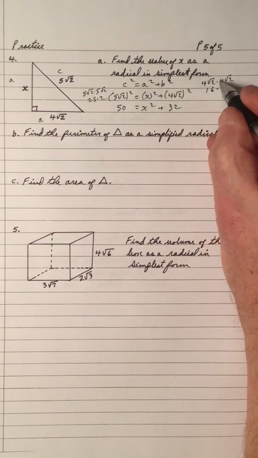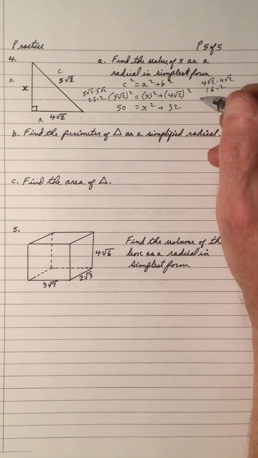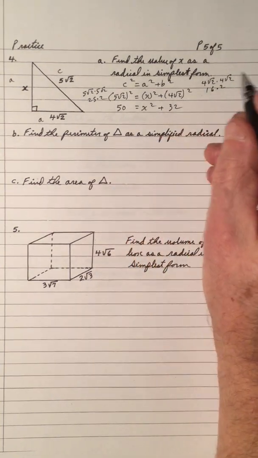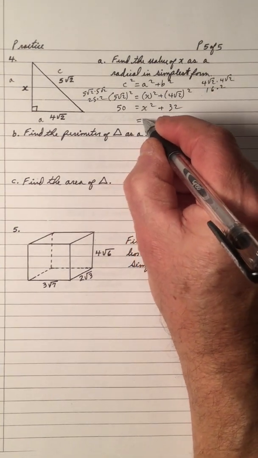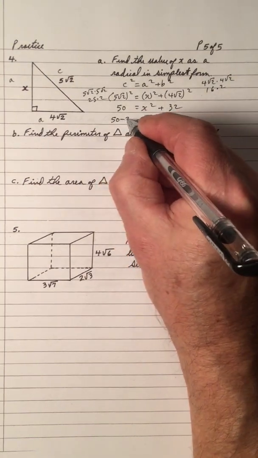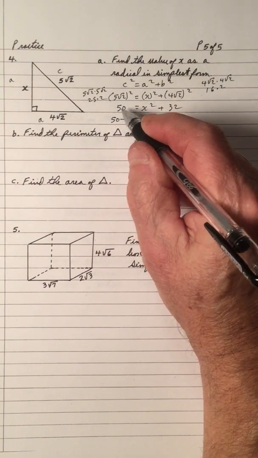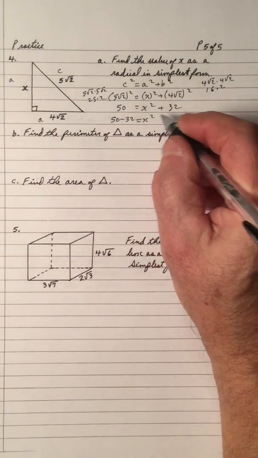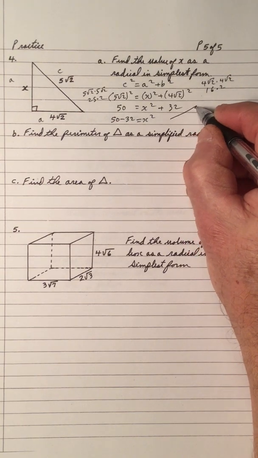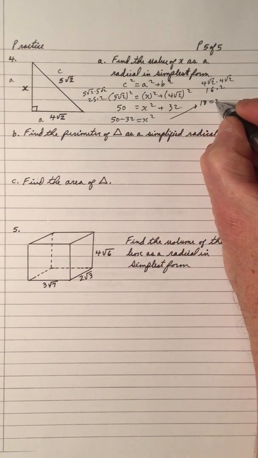Again, I did the workings for this on the side. Leave it there for your teacher, if it's a quiz. And now we can leave the x squared there and move to 50 minus 32. We could move the x squared over here and make it negative, move the 50 over here and make it negative. But if you leave the x squared where it is, that gives us 18 equals x squared.